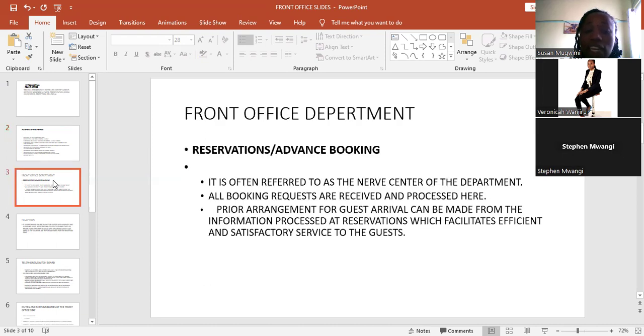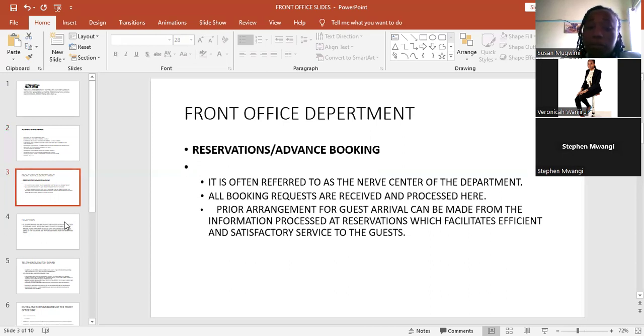Next, we look at the front office departments. When you talk about front office departments, there are areas that work together with the front office. The first department we have in front office is the reservationist or advance booking. This is the person who takes the bookings from the guests. Either the guest may come in the hotel, or call, or use the link that the hotel might put on the website.